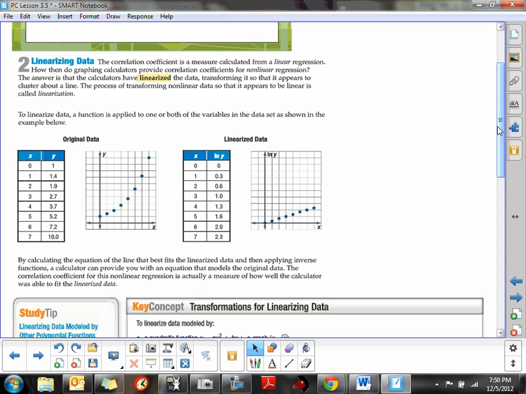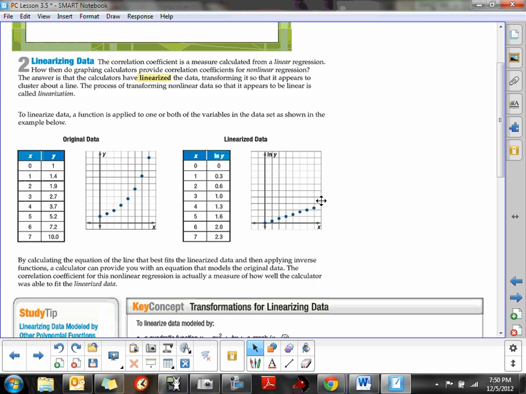So in essence, what the engineers have done with this calculator is say, we've got a really good algorithm for finding the line of best fit for linear data. So let's use some mathematics to take every scatter plot that we have, linearize the data, and find the curve of best fit. So that's what it's going to do.